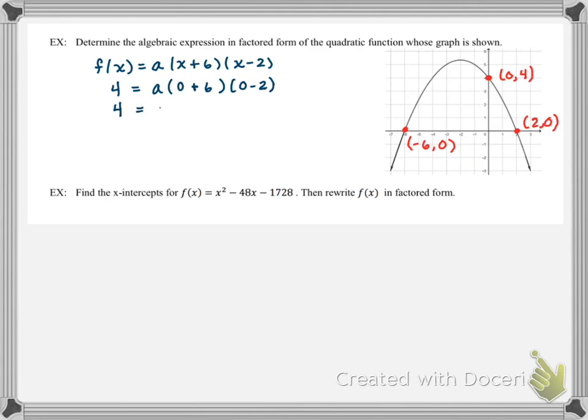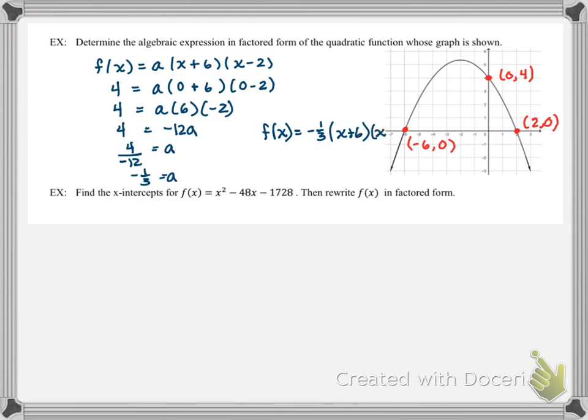Simplify inside the parentheses. And so a equals 4 over negative 12, which you want to simplify, so that gives you negative 1/3. And so f of x equals negative 1/3 times x plus 6 times x minus 2.